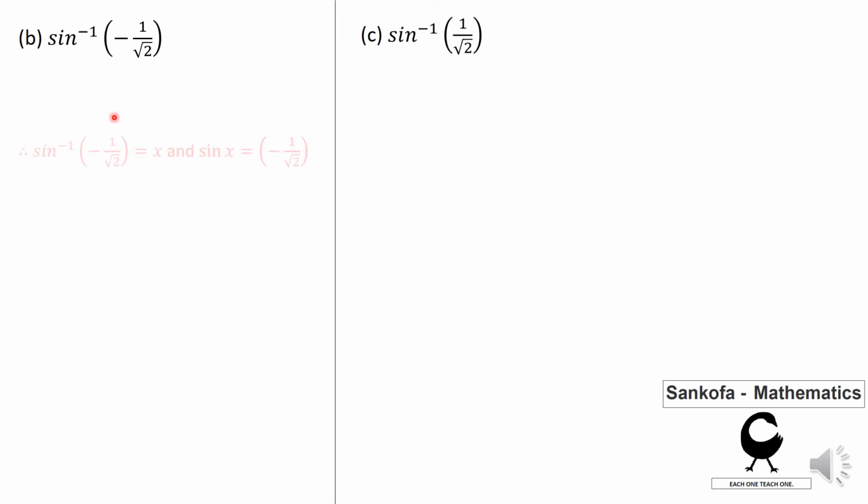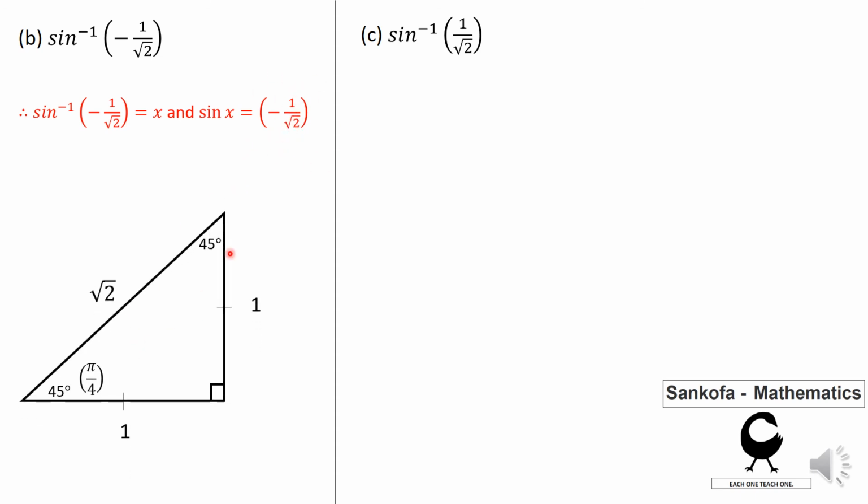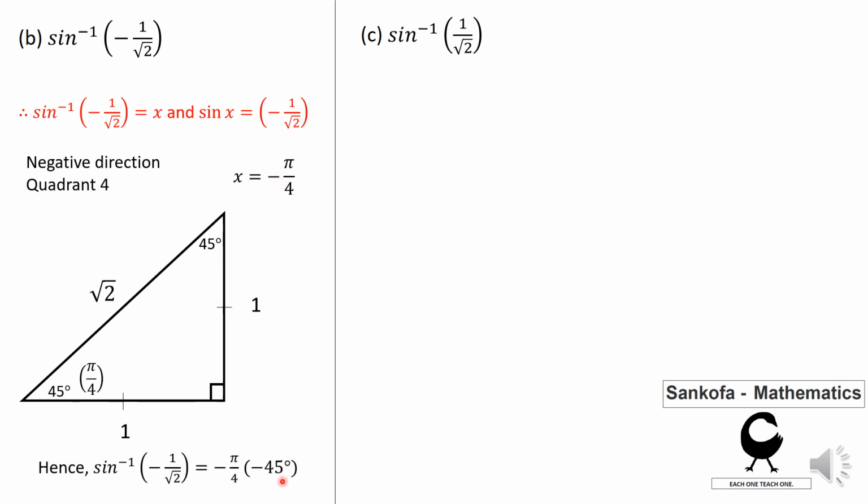So I have here the inverse sine of minus 1 upon root 2. That also means sine x is equal to minus 1 upon root 2. Bringing in my triangle, because I'm dealing with root 2, I have to use this isosceles triangle here. The angle that I'm going to look for will be a negative angle because of that negative there. So the answer is negative pi upon 4 radians, or negative 45 degrees.